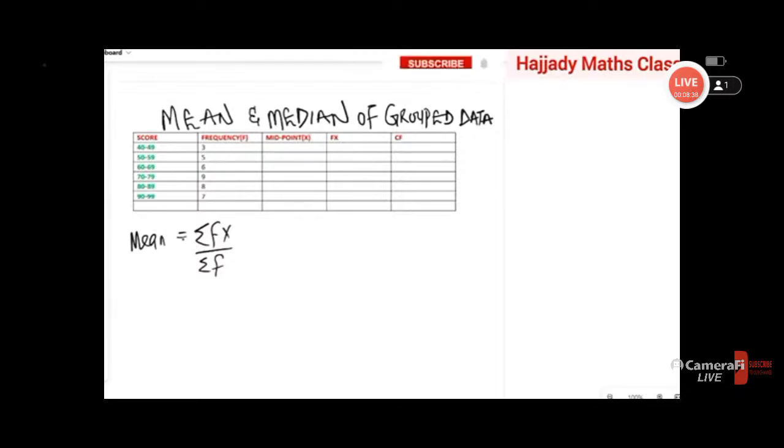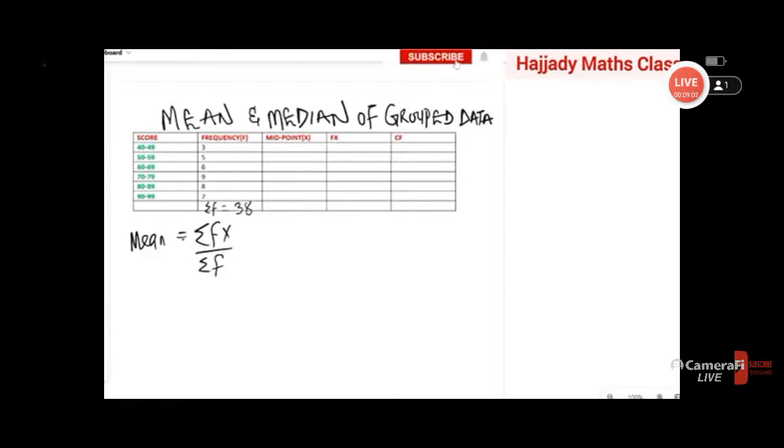Now the first thing we are going to do is to calculate the summation of our frequency, and from here we know that our summation of frequency is the addition of everything. We have 3 plus 5 plus 6 plus 7 plus 9 plus 8 and 7. This is going to give us 38. That is the summation of our frequency.